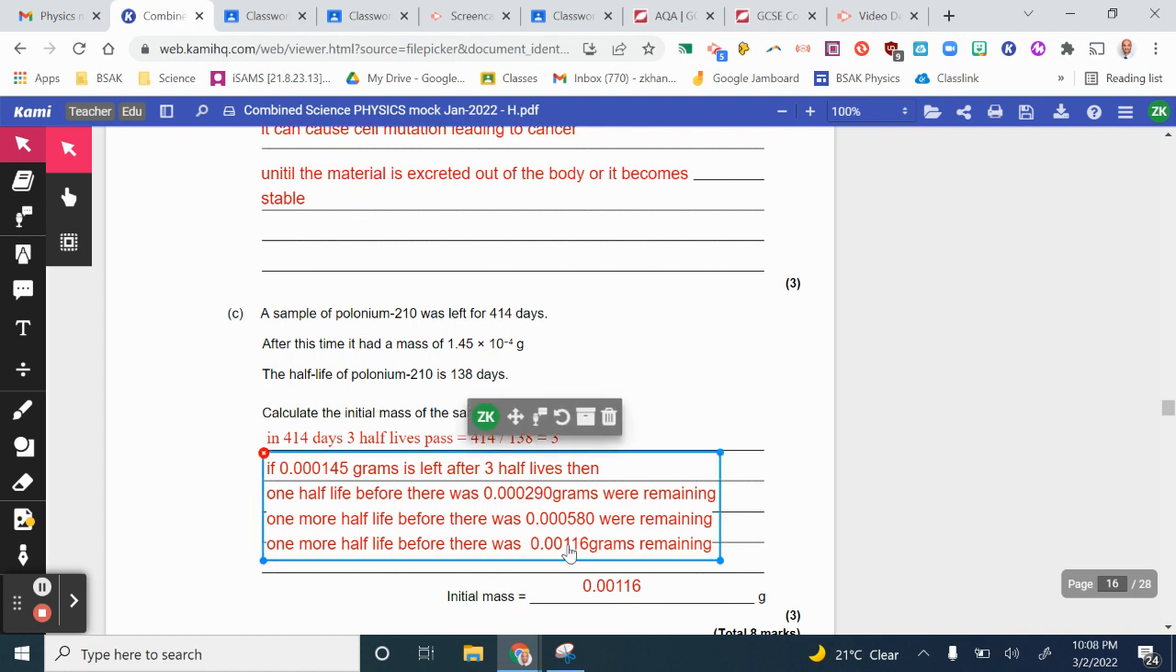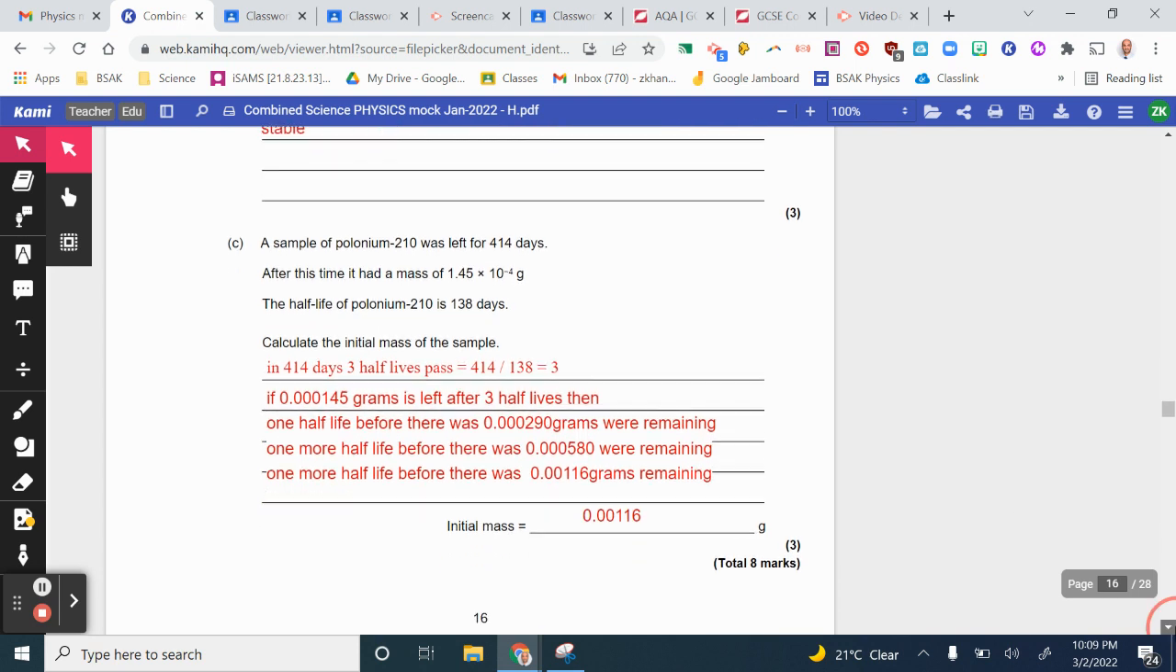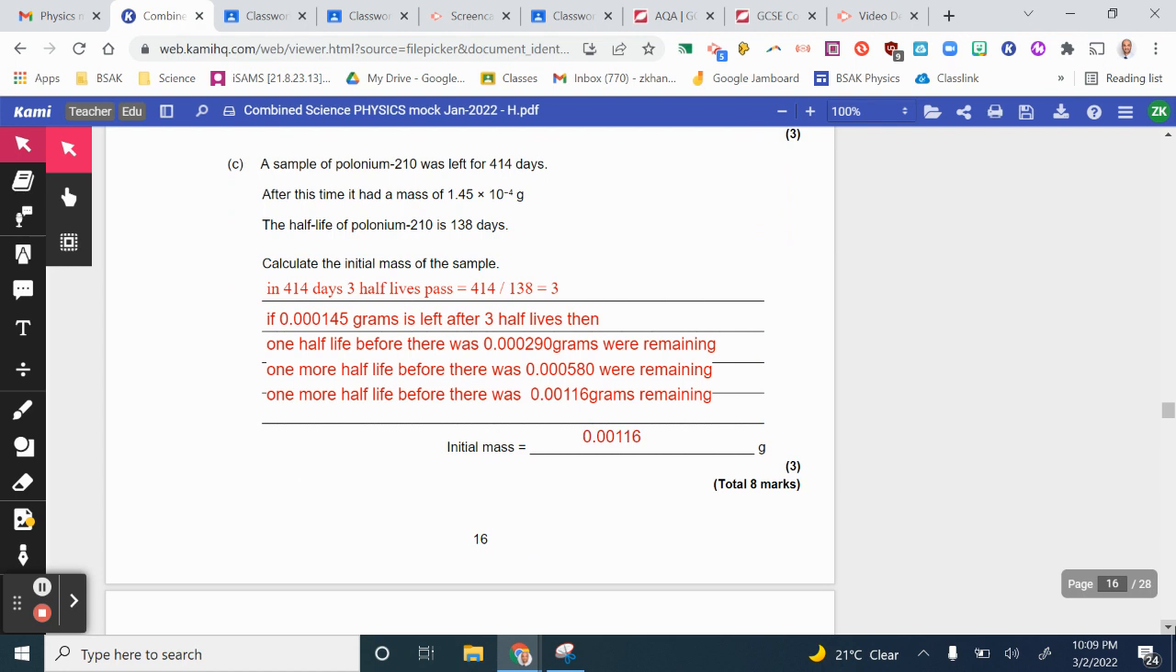and one half life previous to that, you had this many grams of radioactive polonium, and over time it has decreased to 1.45 times 10 to the minus 4 grams after 3 half lives. So one half life, 2 half lives, and then third half life ending up there. So this was the original mass of the radioactive polonium 3 half lives before.